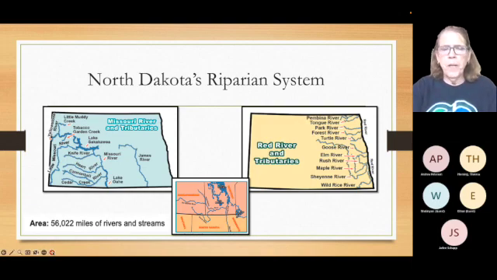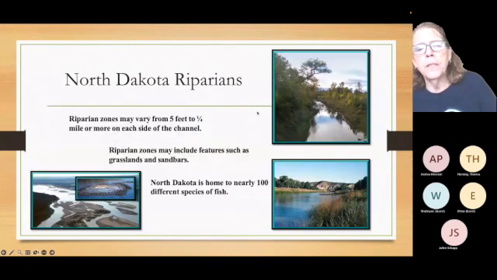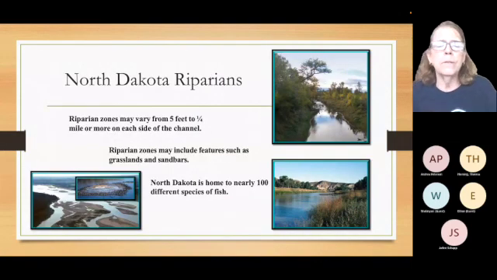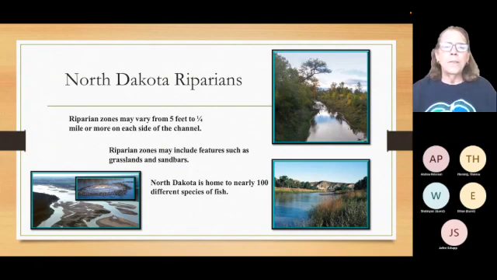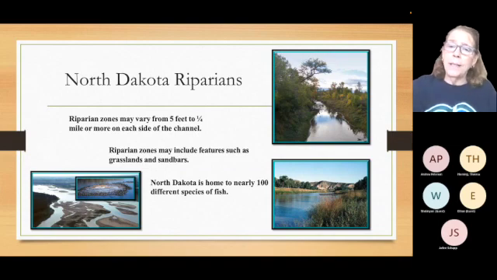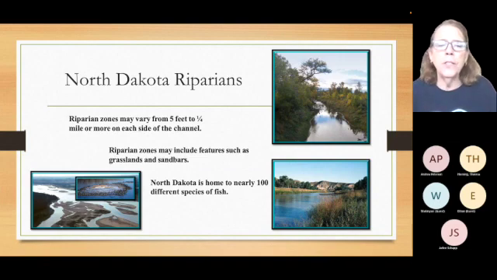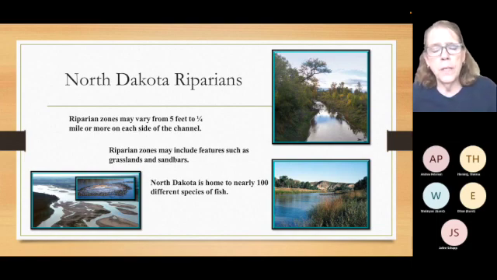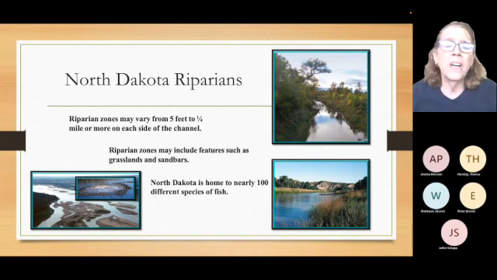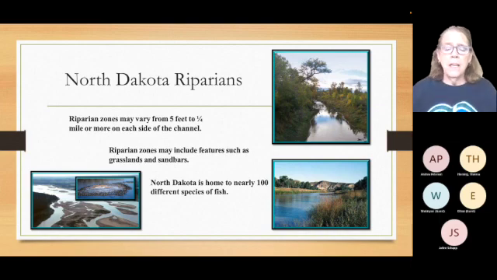All right. So I mentioned earlier that what makes North Dakota riparians so unique is that a riparian could be 5 feet wide, and that's it, or it can be over a quarter mile wide. And it usually happens in our grasslands or our bigger rivers. As a matter of fact, because we have such unique riparian zones and habitats here in North Dakota, it's the reason that we are able to support over 100 different fish species here in North Dakota, where many states have far less than that.